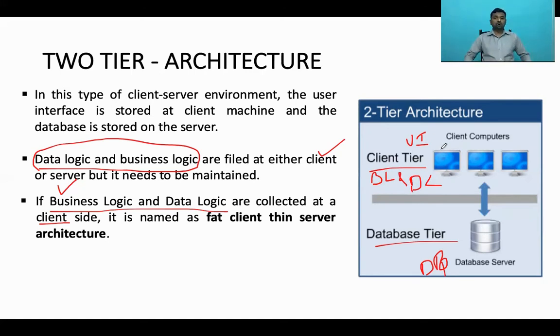So if someone is bigger and if the person is hefty, what do we call him? We call him a fat person, right? Obviously, we call him a fat person. And if the person is very lean, we call him a thin person. The same way, here, your user interface, business logic, and data logic are going to sit on the client side. So we call it a fat client and thin server, because the thin server has only the database. Nothing to worry about it, right? The server has only the database. We don't have anything else, right? So this type of client-server architecture of two-tier architecture is called fat client and thin server, right? Fat client and thin server.